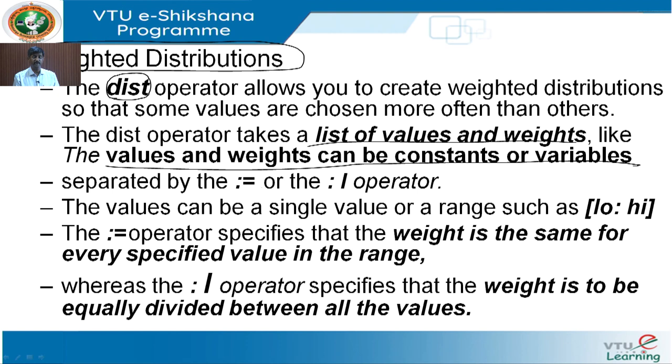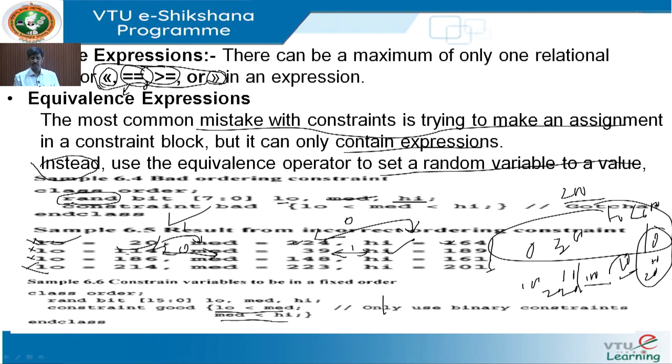It is separated in two ways, with two operators. One is an equivalence separation, which goes with colon equals. Another one is an OR operation, which is an additive operation, which goes with a colon with a slash. I am not saying the values should be a range, the weights should be a range. The weights can be single values also, as we defined here. So 10, the difference is 10, that is a single value.